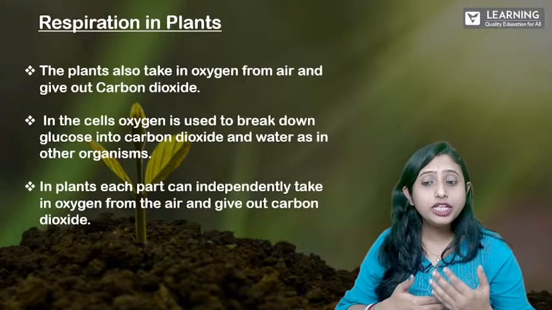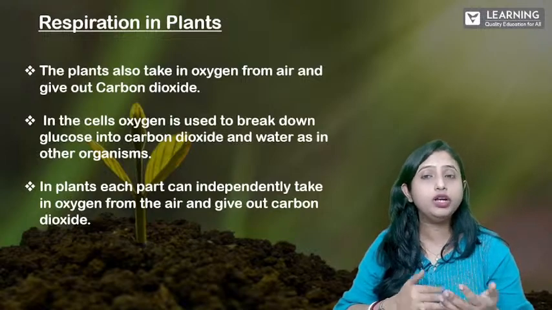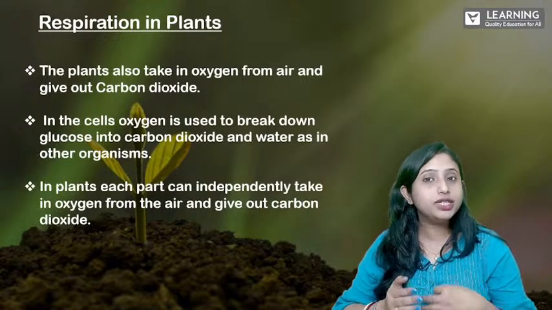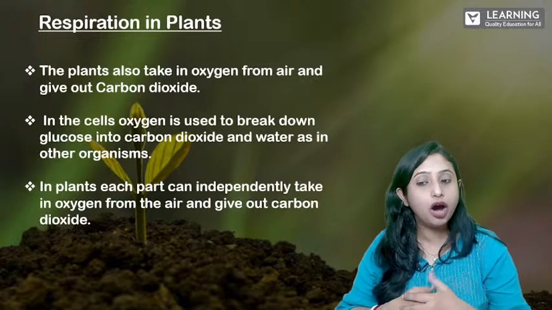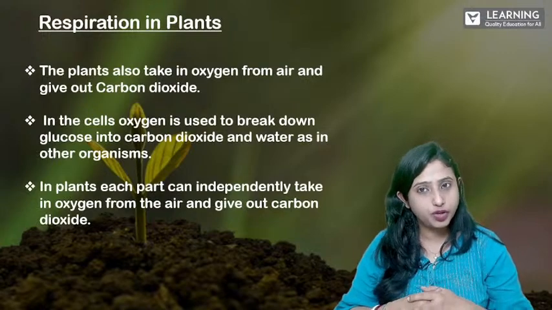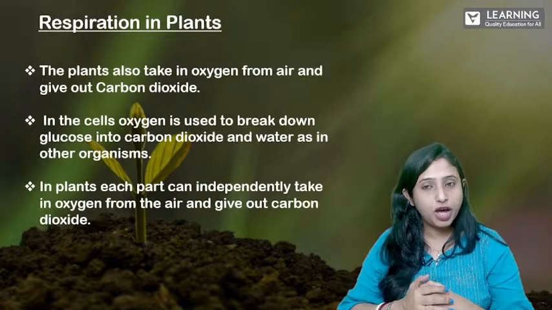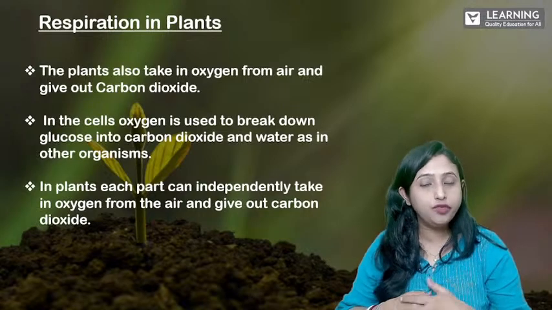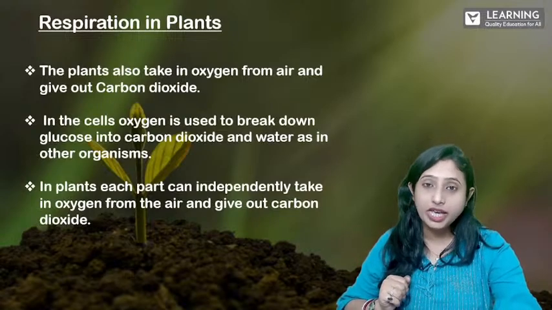So in plants, each part can independently take in oxygen from the air and give out carbon dioxide. You know that plants have various parts, right? They have roots, they have leaves, etc. So each part of the plant can take up the oxygen-rich air and give out carbon dioxide. So where does the respiration take place in the case of plants?